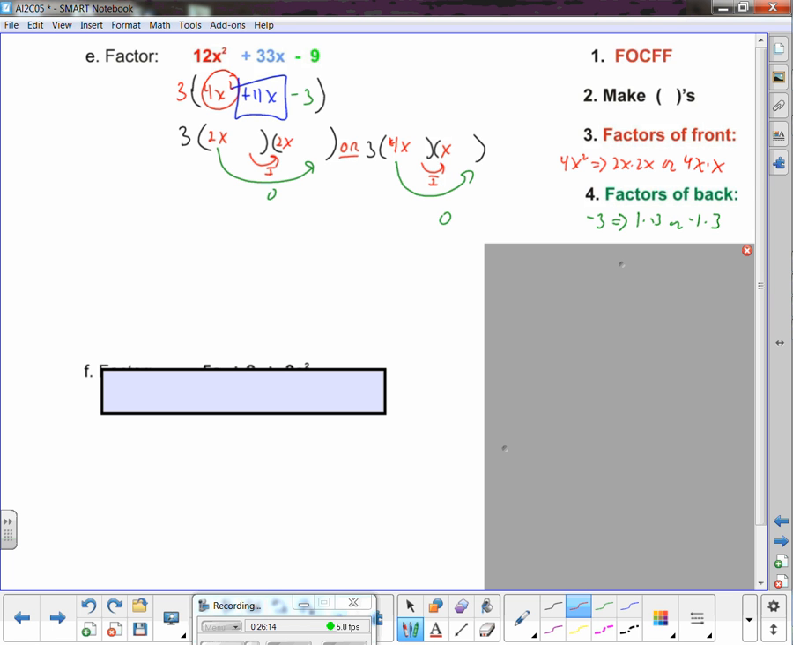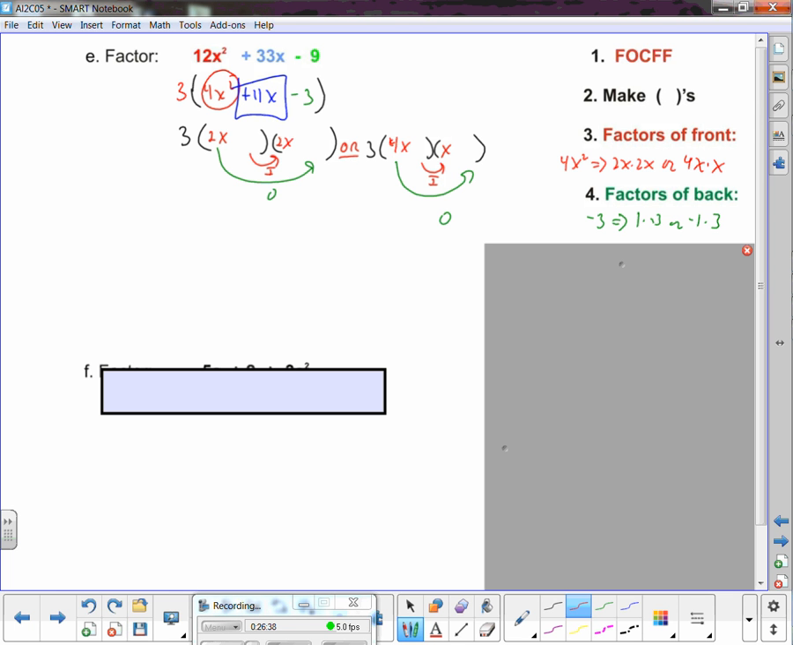So that's what you're looking at. You're looking at your outers plus your inners to give you a positive 11x. That's what you're looking at. That's where your brain is looking. You're using a 1 and a negative 3 or a negative 1 and a 3, and you're thinking outers plus inners, which one gives me a positive 11x? Anybody see it yet?